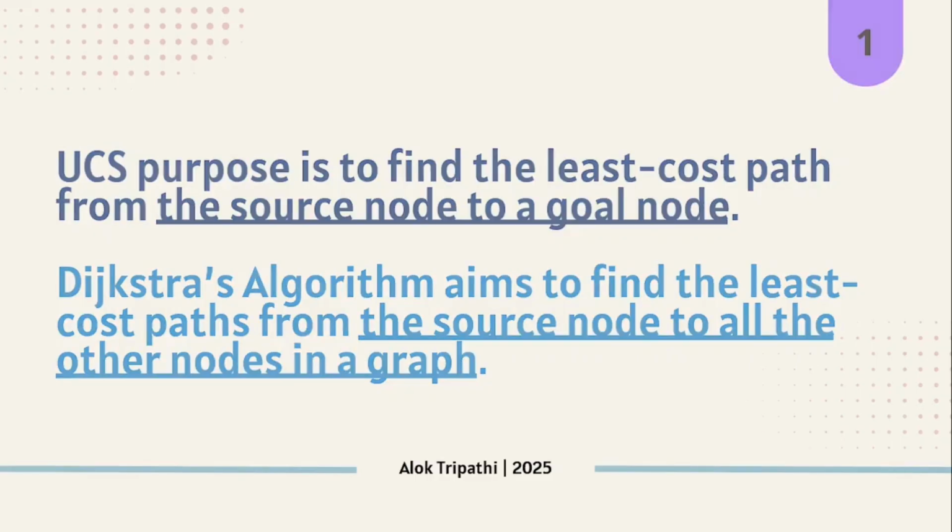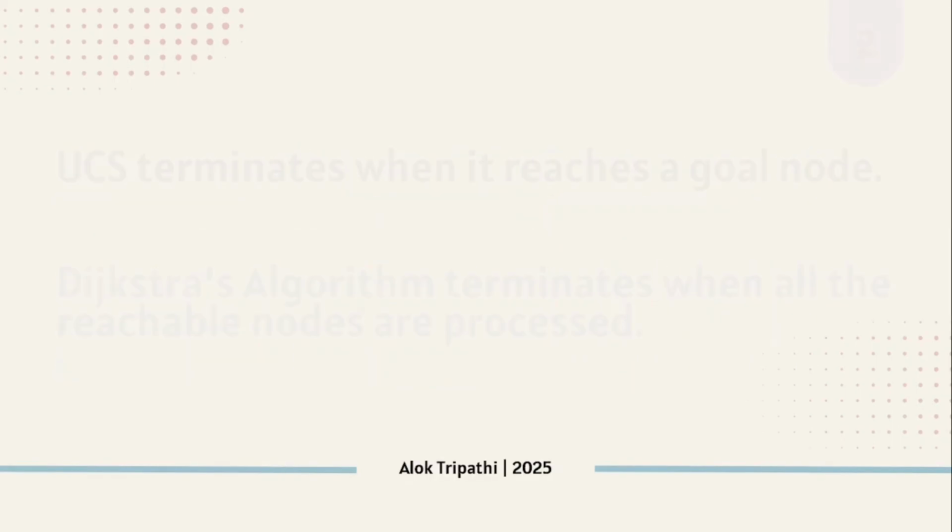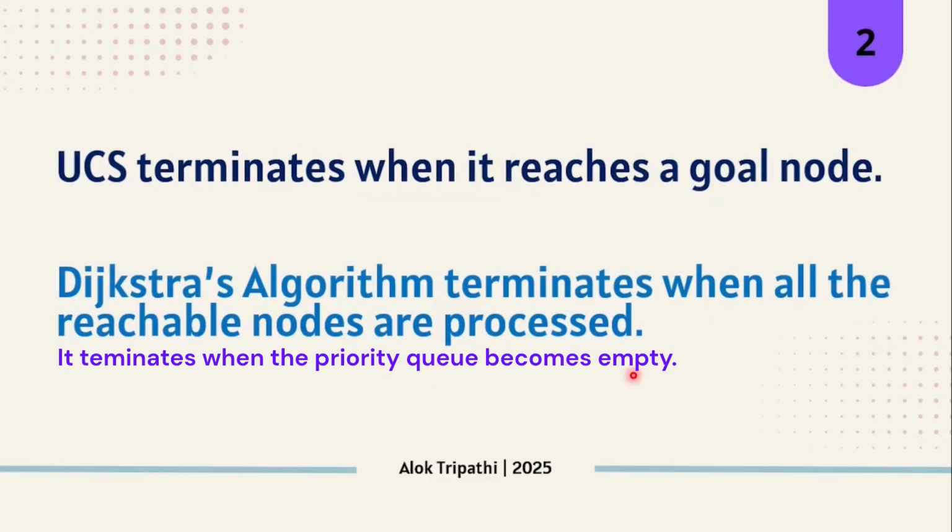Moving on, the second point of difference is when these algorithms stop, or terminate. So UCS terminates when it reaches a goal node. The execution of uniform cost search stops when the algorithm finds a goal node. In Dijkstra's algorithm, it terminates when all the reachable nodes are processed. It happens when the priority queue becomes empty.